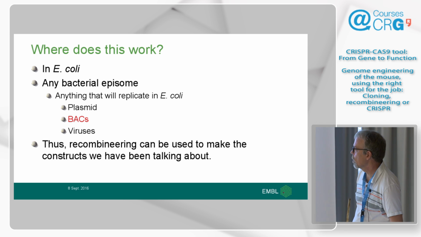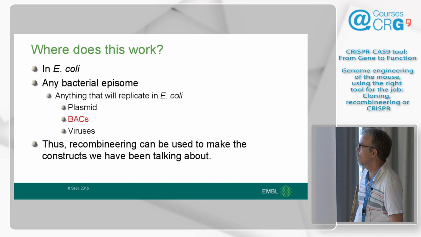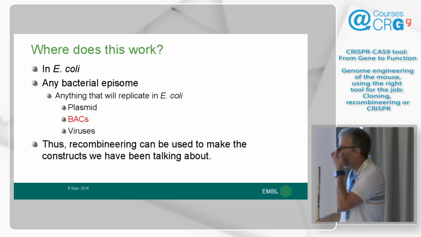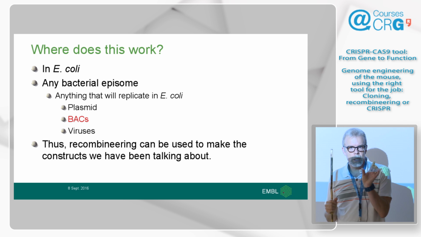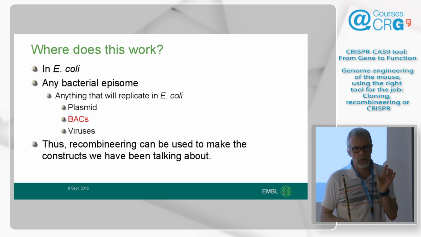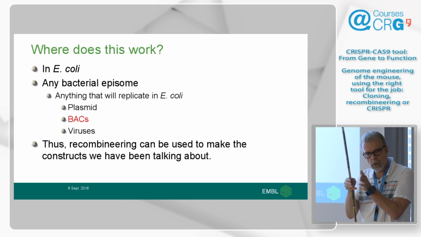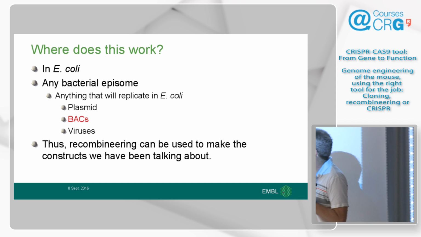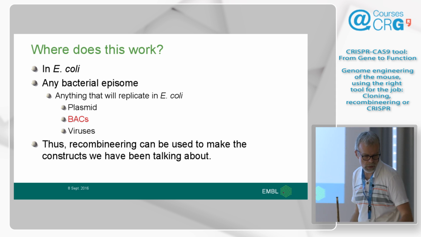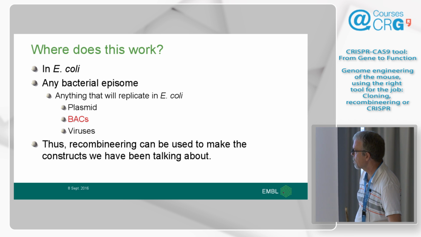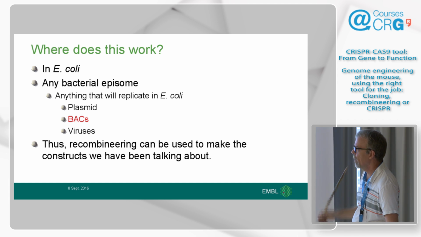Where does this work? It works in E. coli or the other bugs I mentioned. It can work on any bacterial episome. What does that mean? Anything that will replicate in E. coli, and that includes plasmids. So some of the classic transgenic constructs I still use recombineering on, because you have a small construct, you can still work on the plasmids. It works on BACs, and that's huge. Works on viruses. So it can be used to make all these constructs we've been talking about.